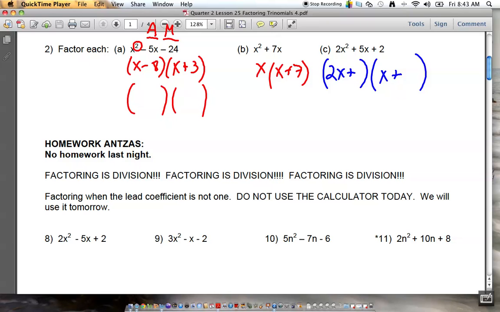So let me guess this one and see if it works. 2x times x is 2x squared. 2x times 1 is 2 x's. 2 times x is 2 x's. What's 2 x's plus 2 x's? 4 x's. And then 2 times 1 is 2. It's supposed to be 5x. Came out to 4x. Oh, no.